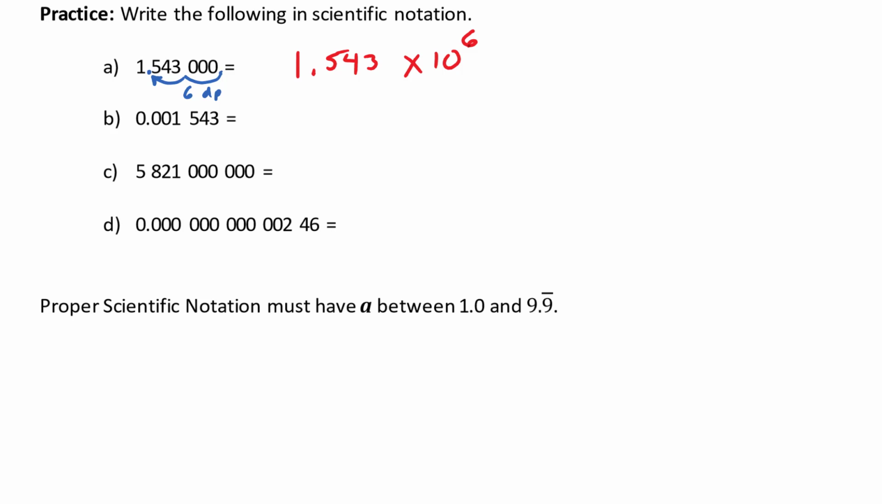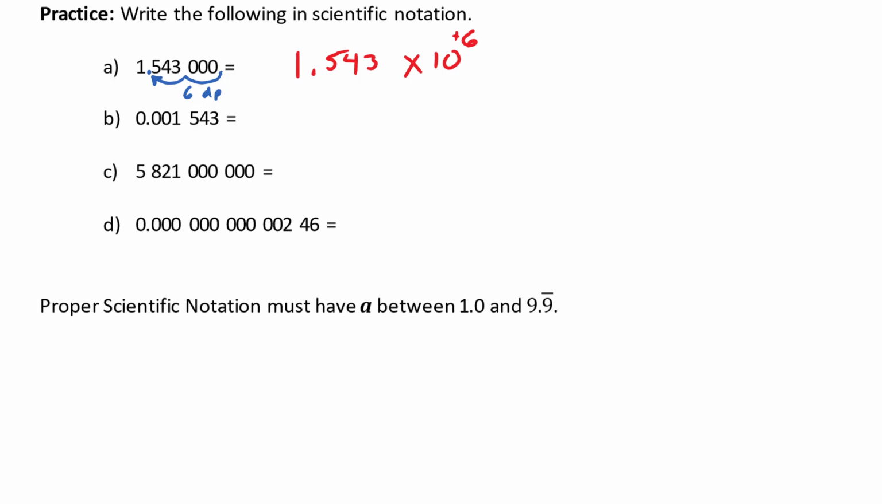We took a number larger than 1 million. We made it between 1 and 10. So we took a large number. We made it small. To offset that, we have to have a very large number as our exponential value. Therefore, our exponent here will be a positive value. That's it for question A. Try the next 3 on your own.